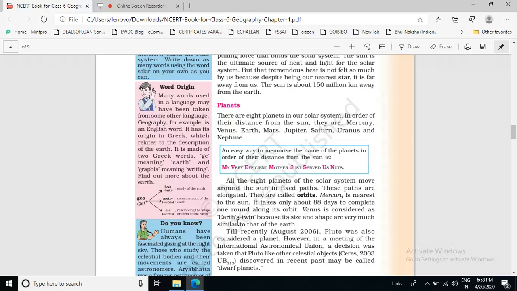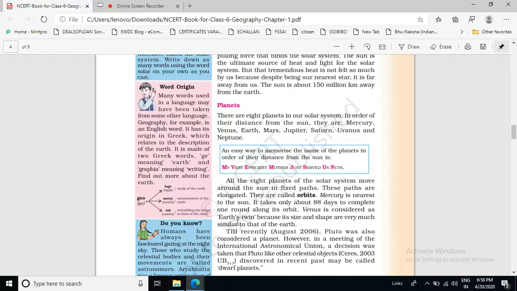Mercury is the nearest planet to the sun. Okay, and how many days does Mercury take to complete one round around the sun? It takes 88 days. Okay, thus planet Mercury takes 88 days to complete one round around the sun.